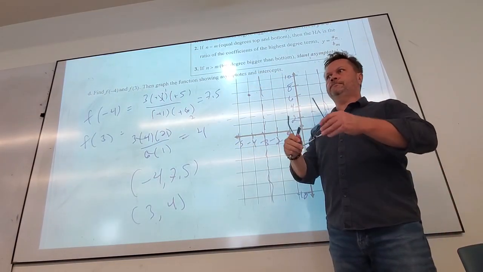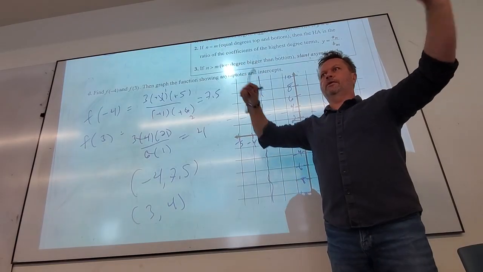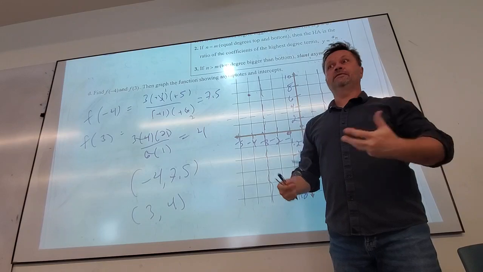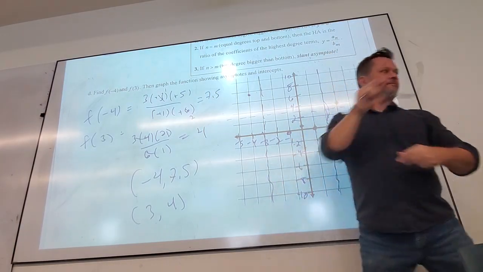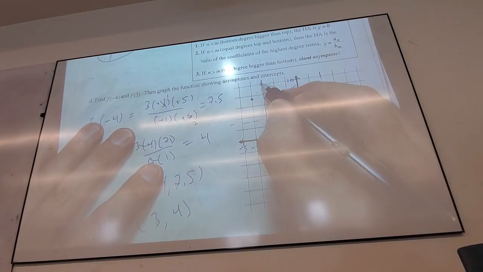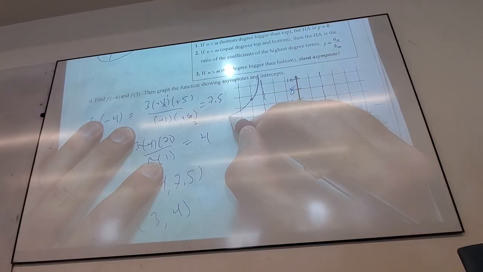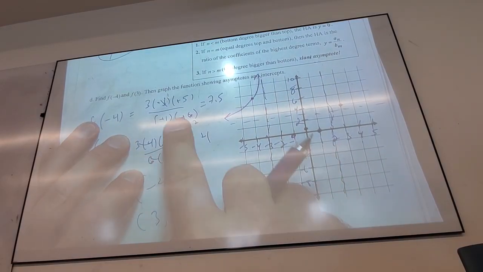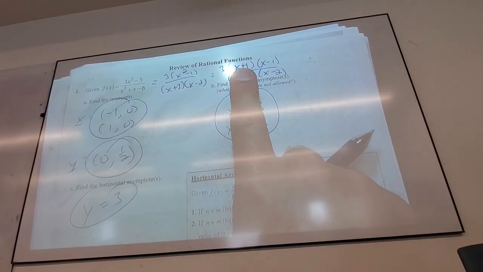I'm really hoping that my voice comes back. There we go. I'm really hoping this is a review because I'm not going to teach this. This is a review. So this is going to slam up against that asymptote, slam up against that asymptote. What's it doing here? By the way, what's the multiplicity of my x-intercepts?